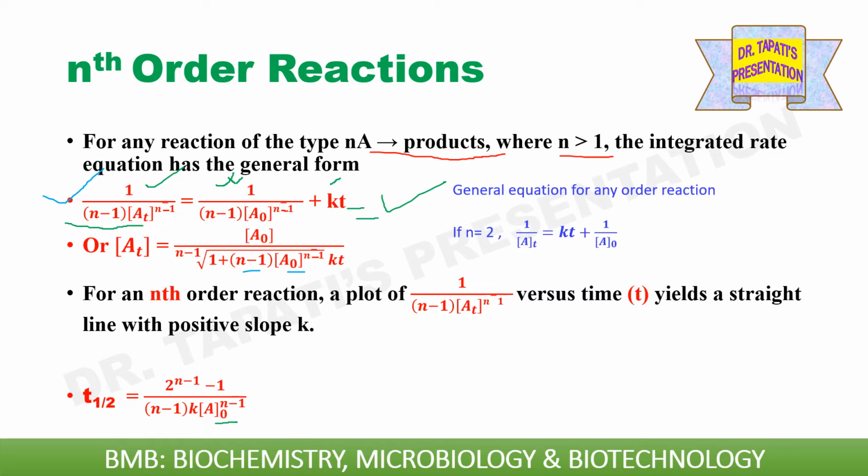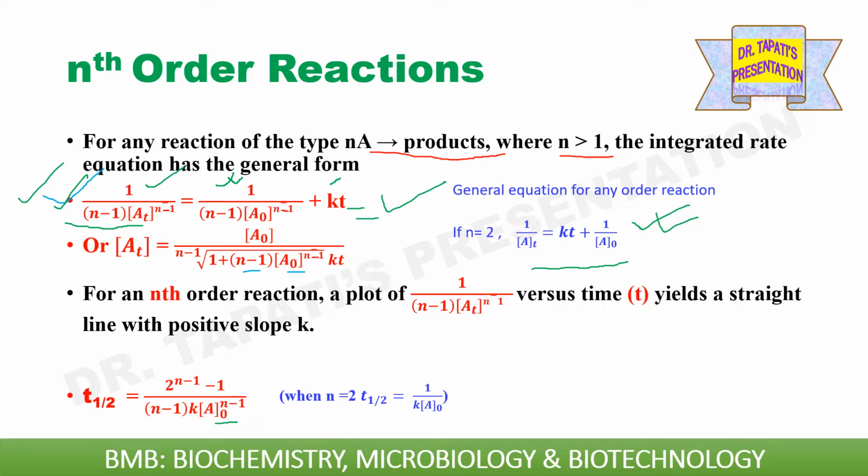Now, if you put n is equal to 2 in this general equation, you will get 1 by [At] is equal to kt plus 1 by [A0]. We are putting n is equal to 2 in the first equation. Then you will get the general equation for second order reaction, that is 1 by [At] is equal to kt plus 1 by [A0].